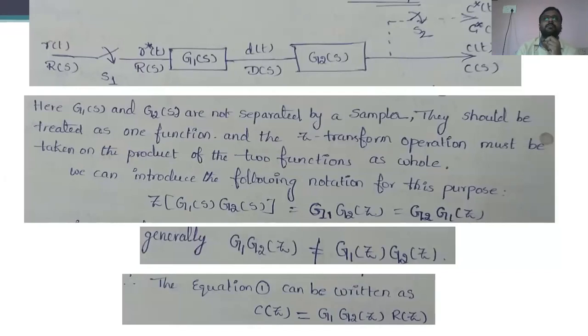Here, G1 of Z into G2 of Z is not similar to G1 into G2 of Z. It is quite different. So when the two discrete systems are connected in cascaded position and not separated by the sampler, the pulse transfer function for these kinds of systems is G1 into G2 of Z.